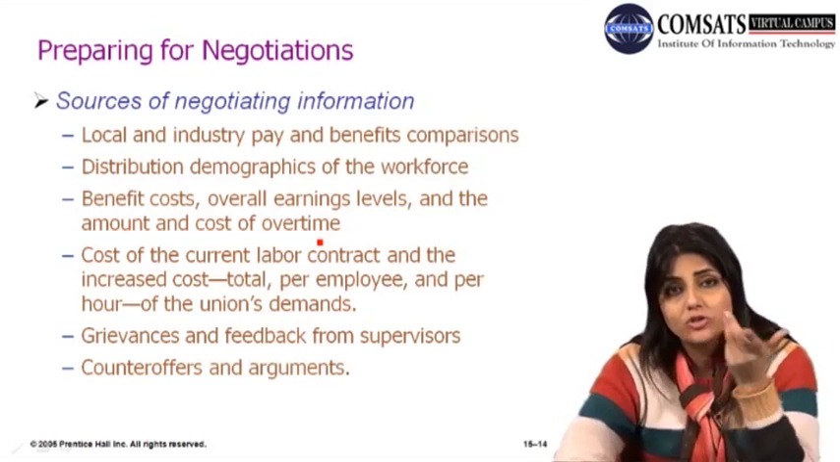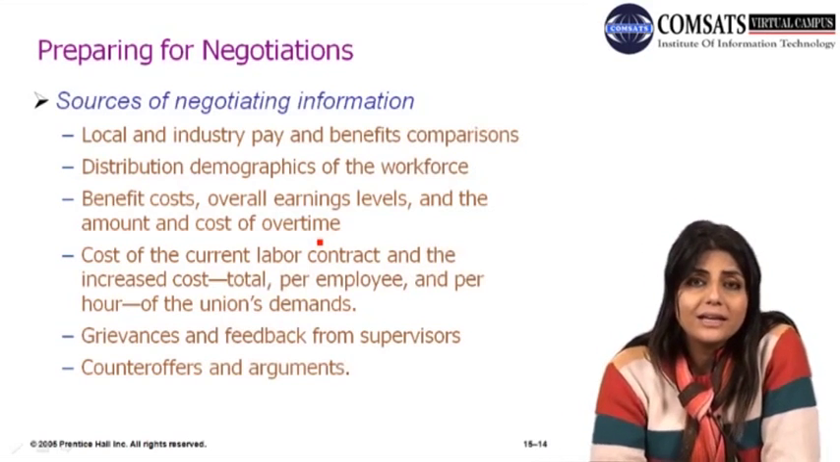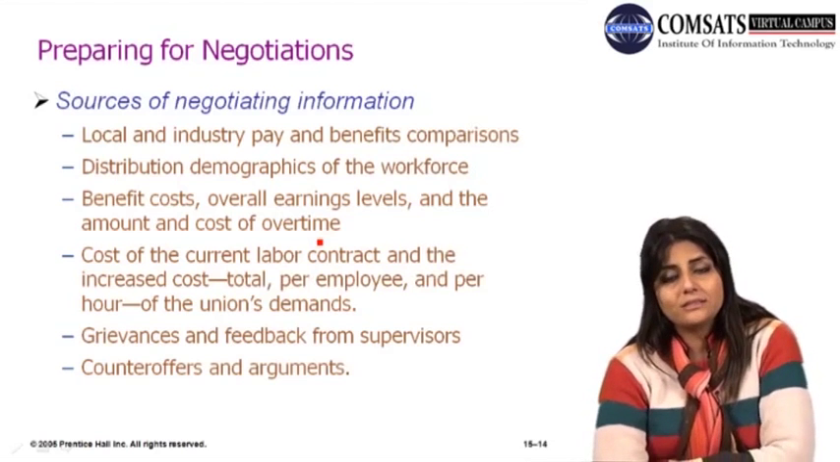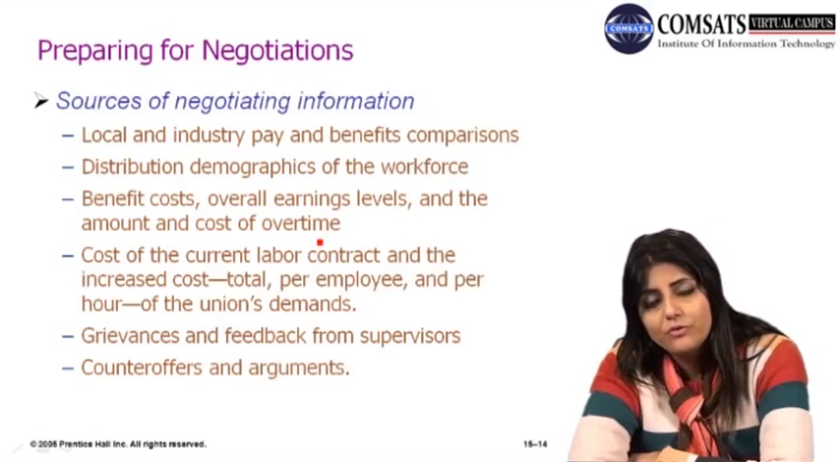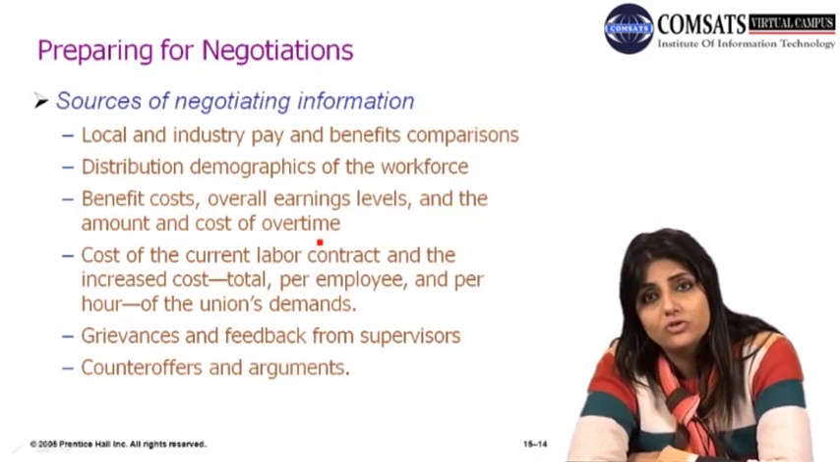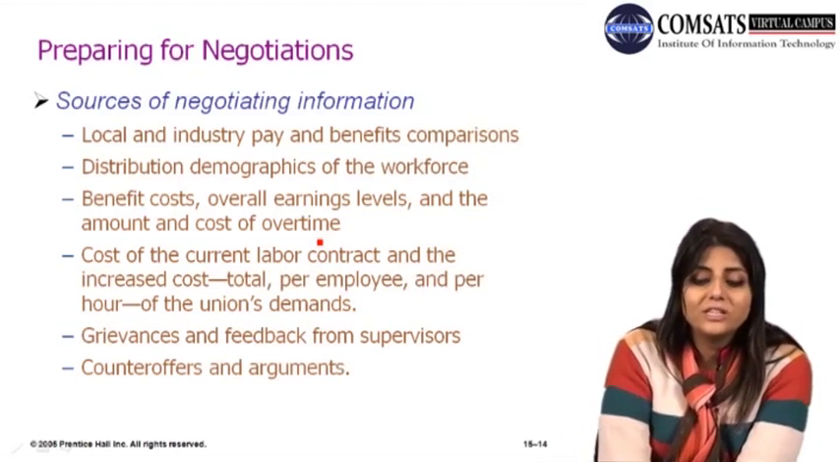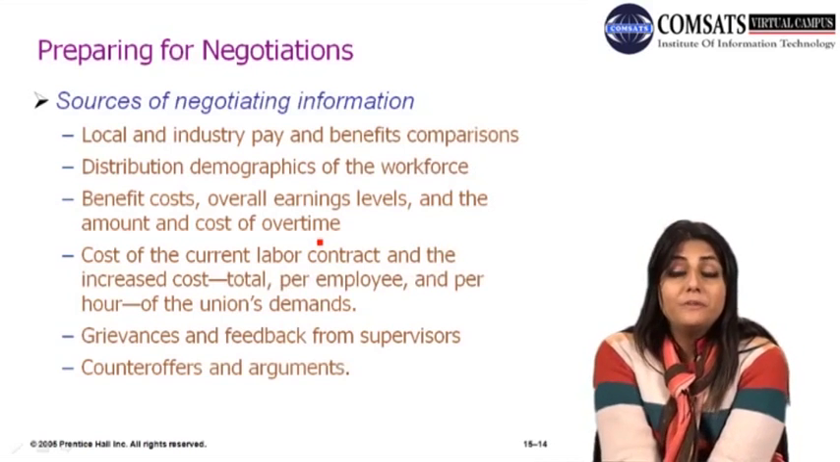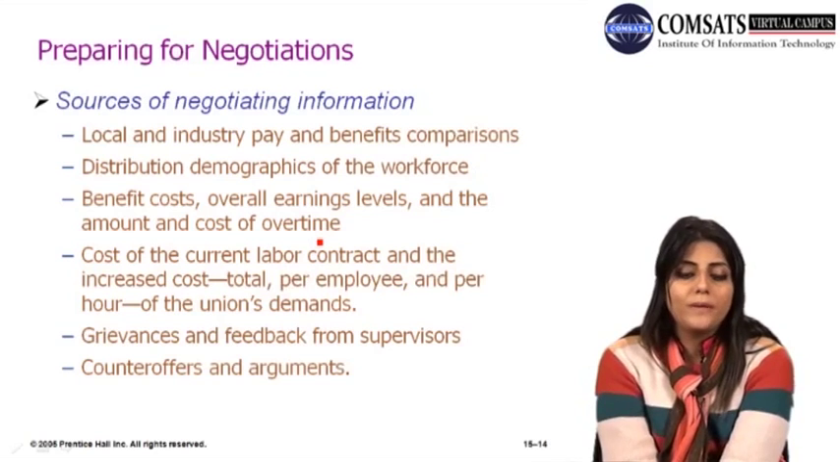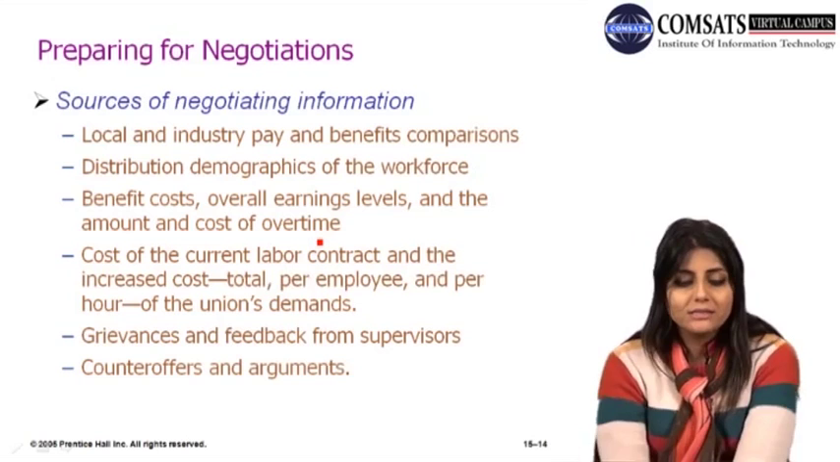So the cost of the current labor contract and the increased cost, that is total per employee and per hour of the union's demands, because of course we know that the wages are the highest fixed cost that the organization has on account of the salaries, right. So if you need to enhance those fixed costs, then to what level can you enhance them, how much per employee will you enhance them, and how would you satisfy the union's demands, right. And then the grievances and feedback from supervisors can also be helpful for you to make your case, right.